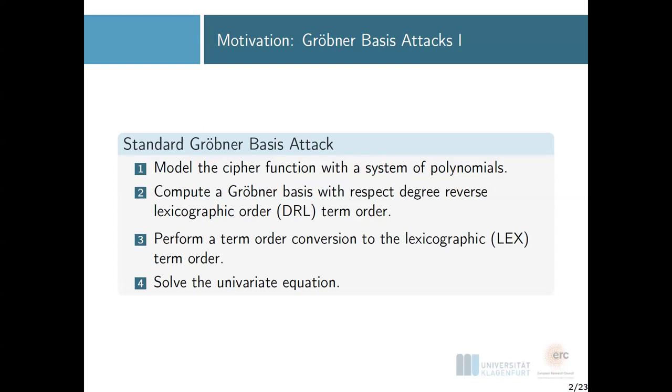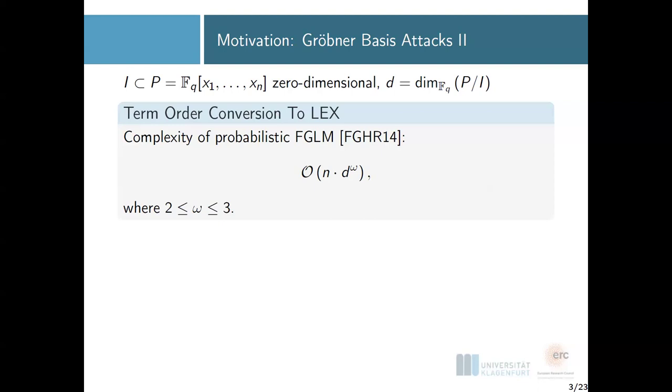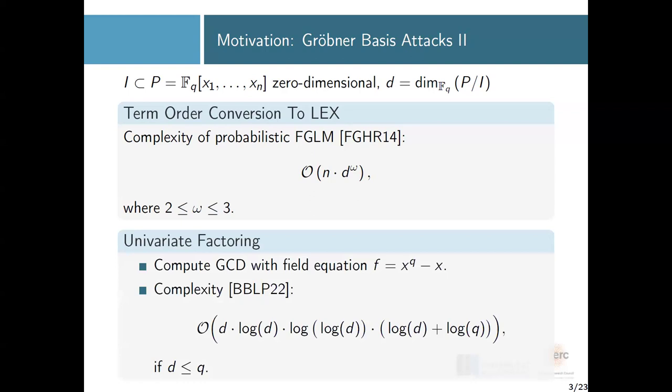The complexity of term order conversion and univariate factoring is well understood. If you have a zero-dimensional system, which means you have finitely many solutions, then the quotient ring is a finite-dimensional k-vector space. And the complexity of the term order conversion step is the dimension of the space to the power of omega, where omega is a linear algebra constant. To factor the univariate polynomial over a finite field, you can first perform the greatest common divisor with respect to the field equation. Then you will reduce to just a few solutions, so the last factoring step is triggered.